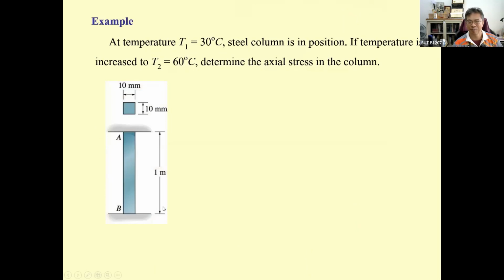So you have to be aware of this. And the most simple one, just consider this problem. When we start, the temperature is 30, and somehow the temperature changes to 60. This column is fixed at A and fixed at B, which means it cannot deform. A and B are still 1 millimeter apart. What is going to be the axial stress in this column? If the section is 10 millimeter by 10 millimeter, it's just 1 centimeter.